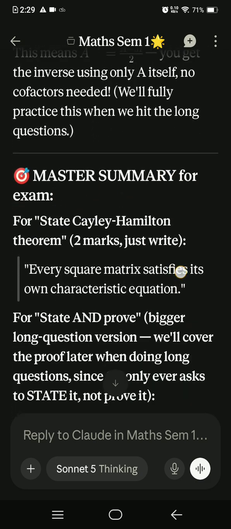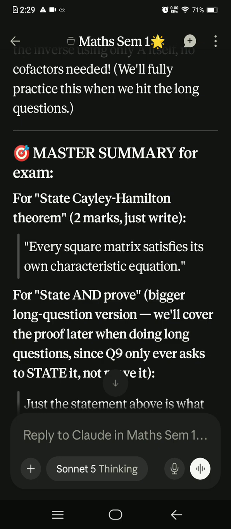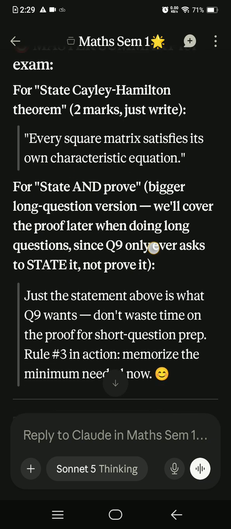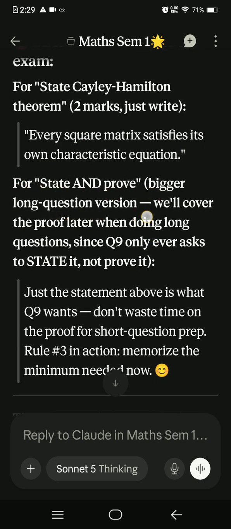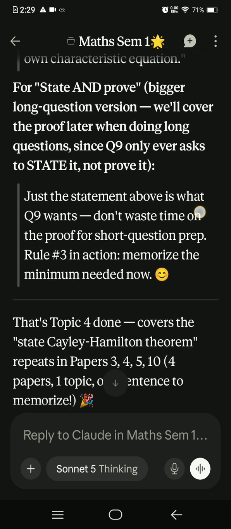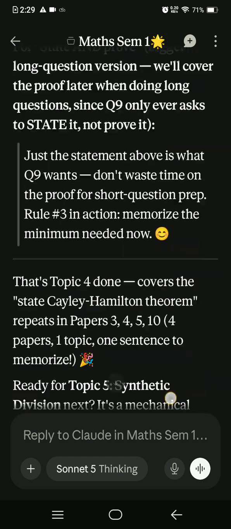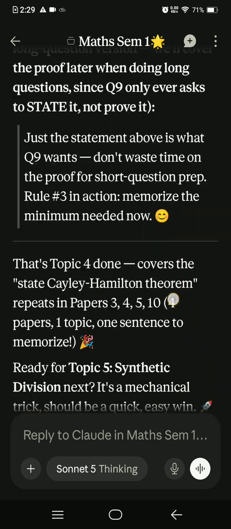Okay, so master summary for exams. First, state Cayley-Hamilton theorem. Just write every square matrix satisfies its own characteristic equation. For state and proof, the bigger long version, we'll cover the proof later when doing long questions, since question 9 only ever asks to state it, not prove it. So just the statement above is what question 9 wants. Don't waste time on the proof for short question prep. Okay, fine, so this topic is complete, at least for the short questions.